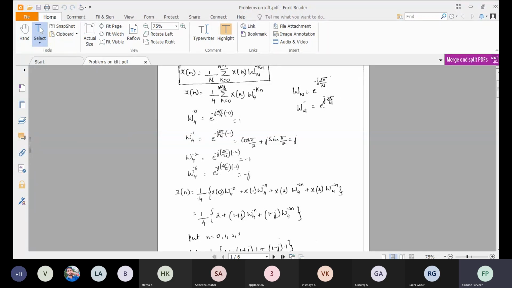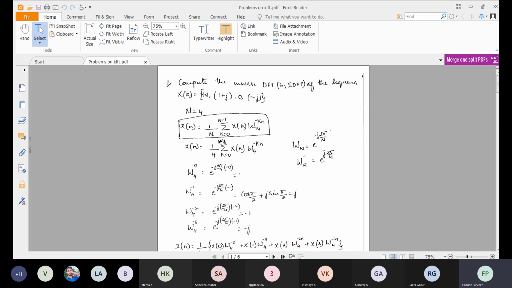So when I expand, 1 by 4 times x of 0, W4 to the power of minus 0, since k will be 0, plus x of 1, W4 to the power of minus n. Here k is equal to 0, k is equal to 1, k is equal to 2, k is equal to 3, you have to expand. So x of 1, W4 to the power of minus n, x of 2, W4 to the power of minus 2n, x of 3, W4 to the power of minus 3n. Expand this one. Okay. So after expanding, substitute that. When you substitute, x of 0 is what? In the given sequence, what is x of 0?